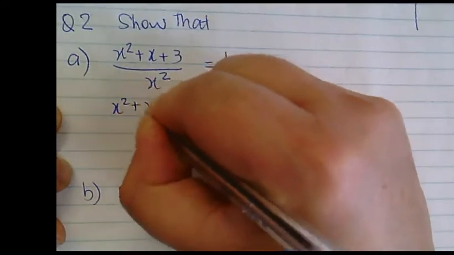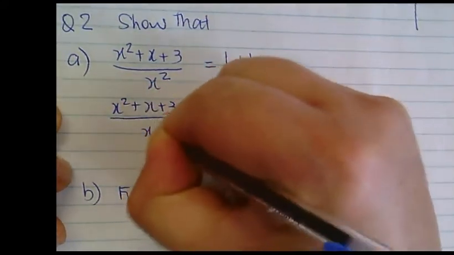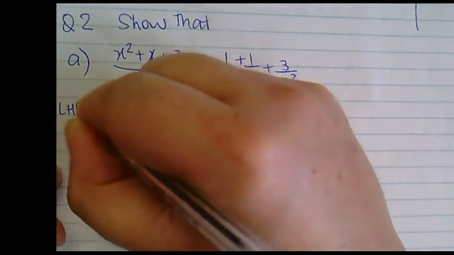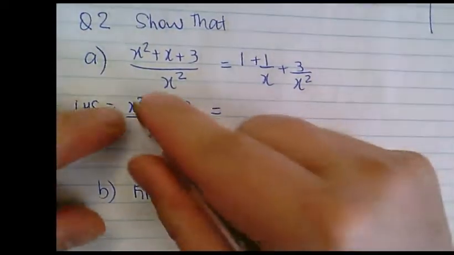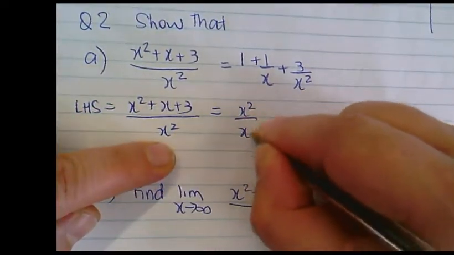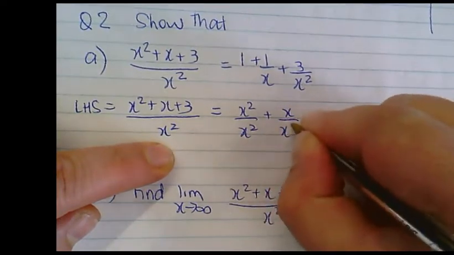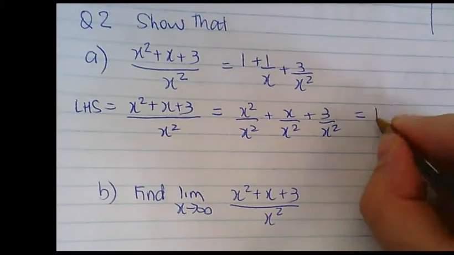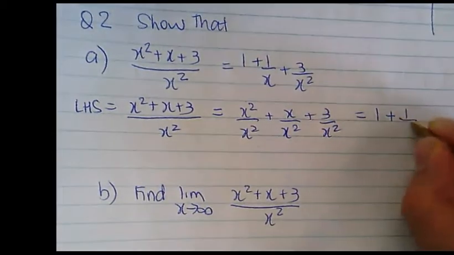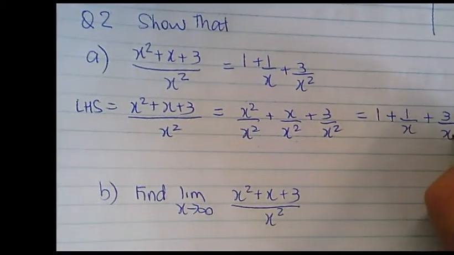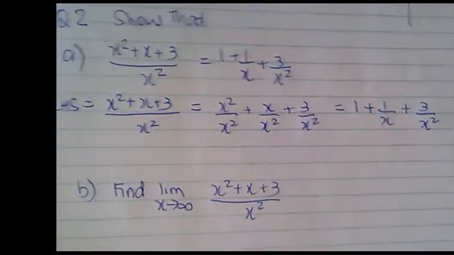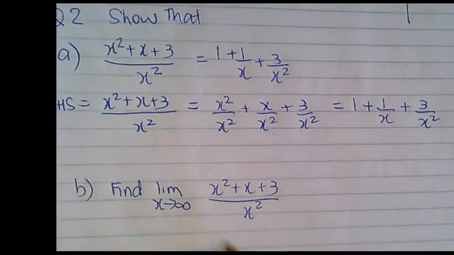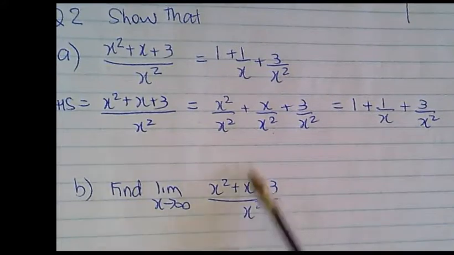I'm going to start with x squared plus x plus 3 over x squared. That's my left-hand side. Doesn't that mean just to divide each term by x squared? That's what that means. That's all. Which is x squared on x squared is 1. x on x squared is 1 on x. And 3 on x squared is just 3 on x squared. Okay? And now for part B, we just do the limit as x approaches positive infinity.